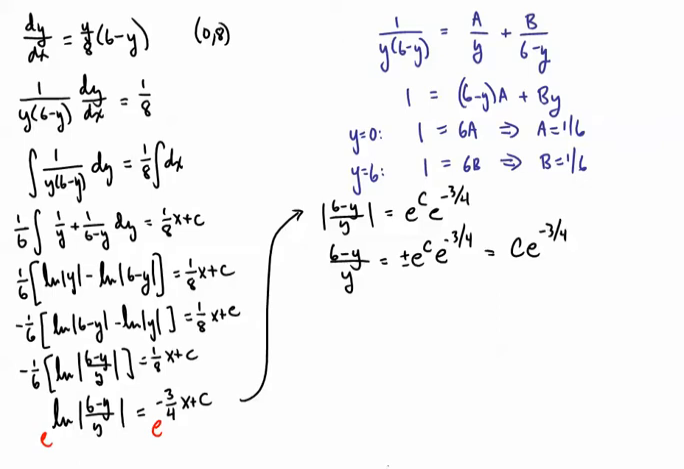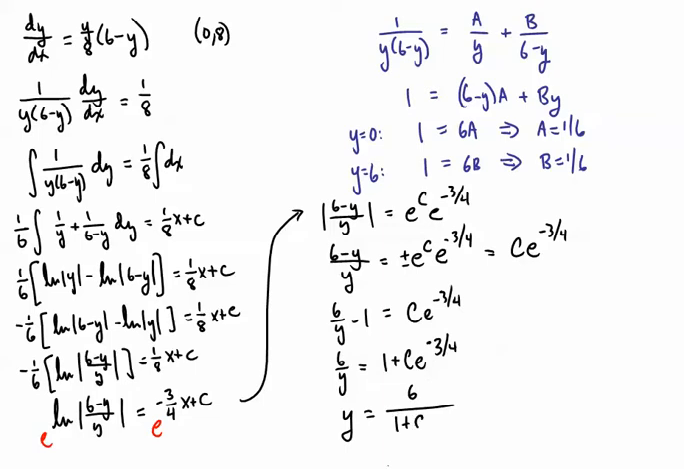Now, on the left side, I'm going to split this up into 6 over y minus 1, and that's equal to c e to the negative 3/4 x. When I add the 1 to the other side, I get 6 over y is equal to 1 plus c e to the negative 3/4 x. And finally, flipping both sides and multiplying through by positive 6, I end up with y is equal to 6 over 1 plus c e to the negative 3/4 x.